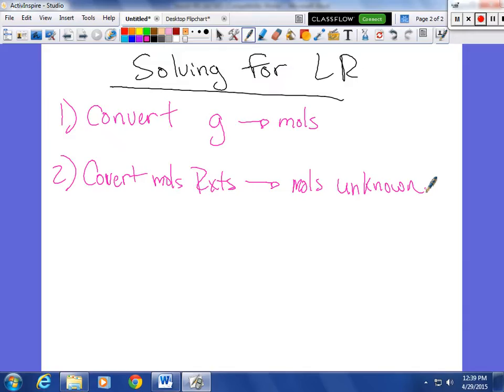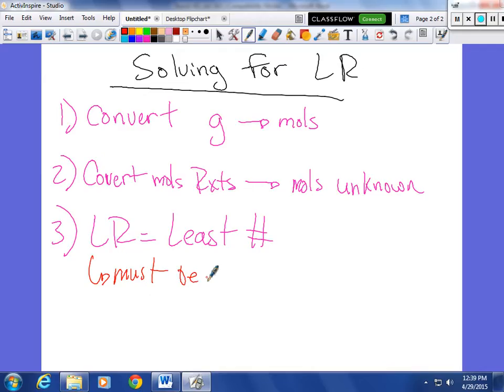Okay? And then the third step, you don't have to do anything, but you just have to identify. So the LR is equal to the least number. But the key is, what does LR stand for? It must be a reactant. So many times I get people saying the LR is a product. That makes no sense. That would be called the limiting product. This is called a limiting reactant for a reason. You would be surprised.